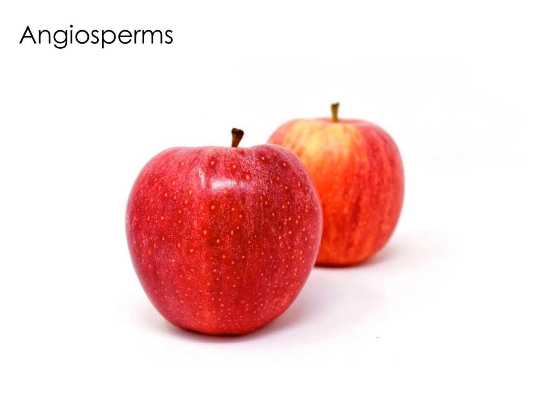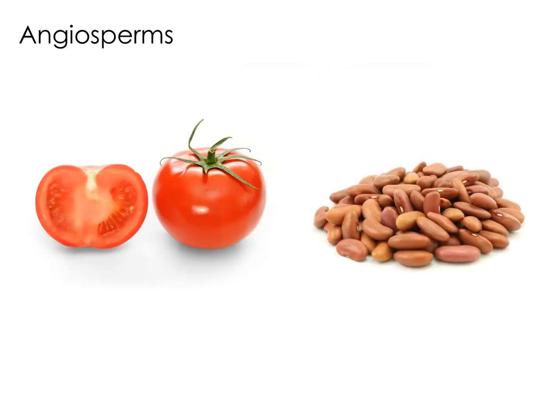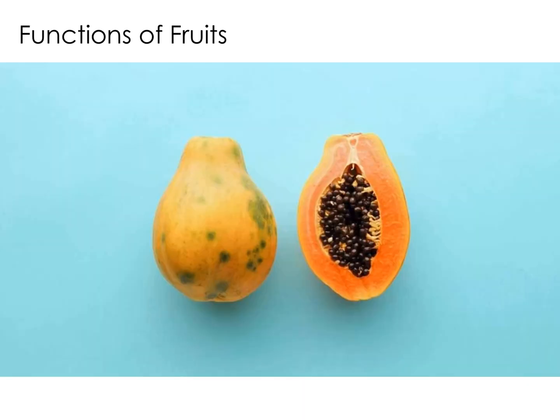And when we think of fruit, we typically think of something like an apple, or we think of mangoes, for example. But fruits also include things that we don't typically think of as fruits, like tomatoes and also beans. These are all angiosperms. So fruits have several functions.